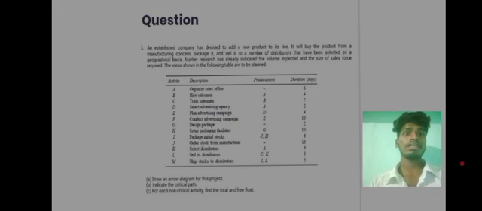Question: an established company has decided to add a new product to its line, a product manufacturing circular package. It will sell it through a number of distributors that have been selected on a geographical basis. Market research has already indicated the value expected and the size of the sales force required. The planned activities are shown in the following table, with activity, description, predecessor, and duration.